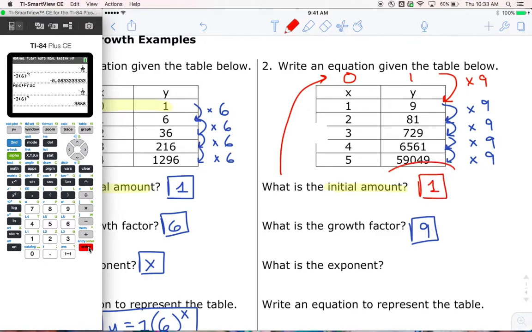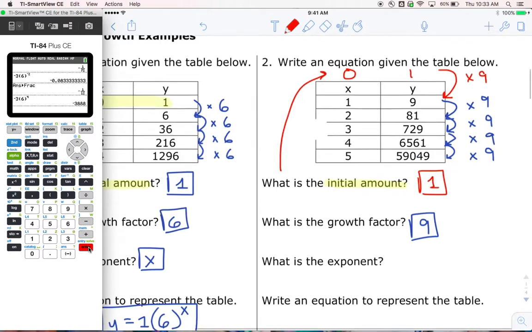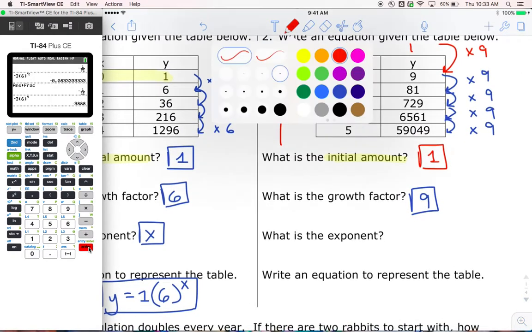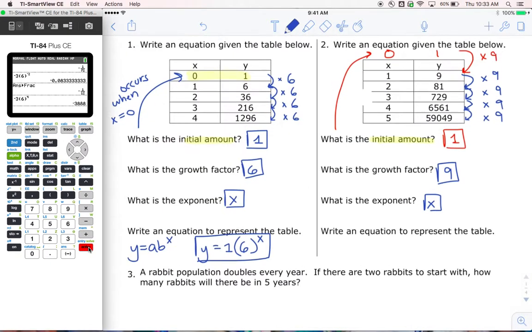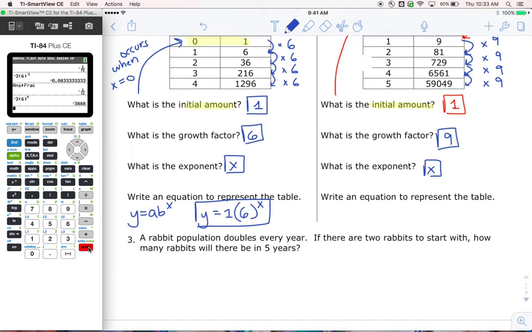By the way, it's just a coincidence that I got 1s for both of those initial amounts. It does not always have to be 1, which we will see in just a second. My exponent is still just x, so to write this equation, I'm not going to write the formula again. We should just have y equals 1, my initial amount, times 9, my growth factor, to the power of x.